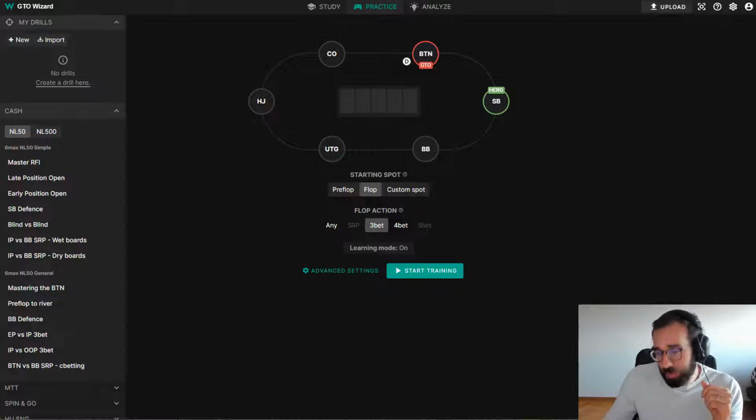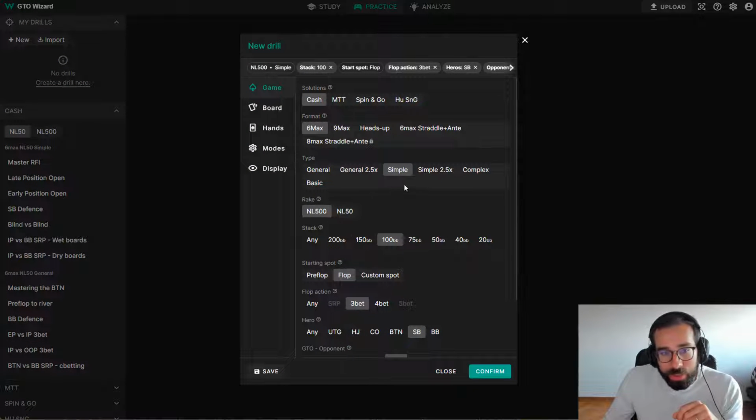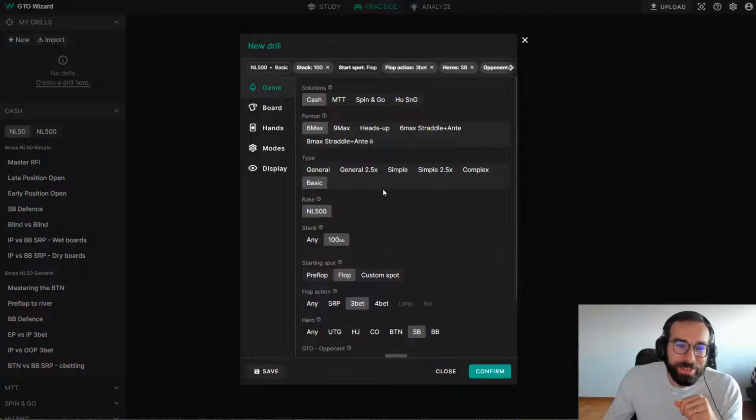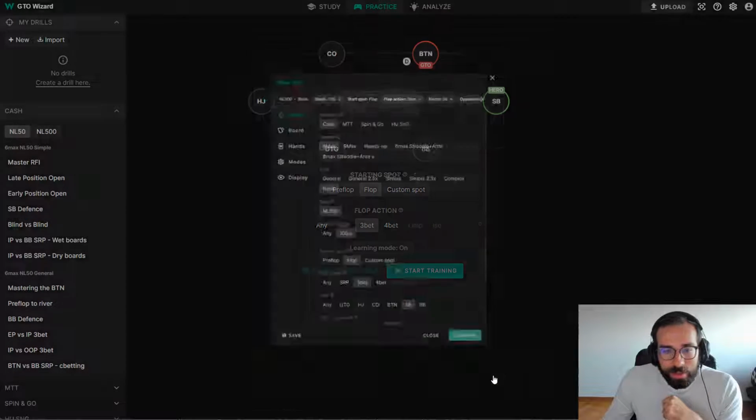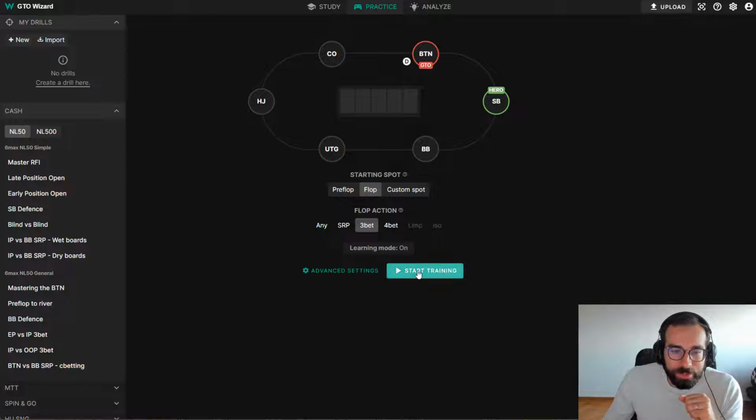Having said that, let's start with the training. As I said, we will play small blind versus the button. We'll just focus on the flop. It's a 3-bet pot, and I will choose basic solutions because I think it's going to be easier to analyze spots with just a couple of sizes. Of course, you can study with GTOWizard with more complex sizings and solutions, but I think for YouTube this is a pretty good compromise. Let's confirm and start with the training.